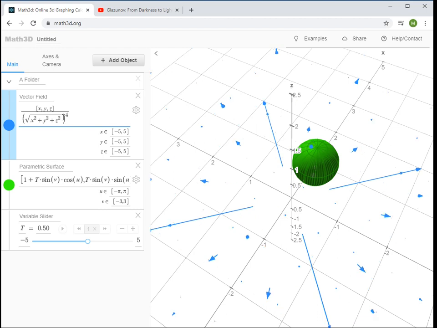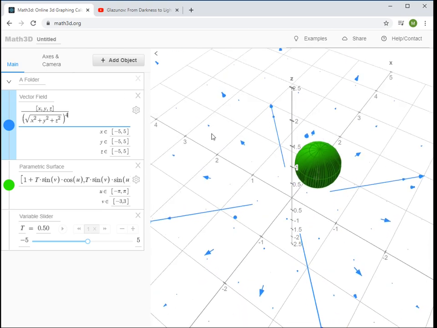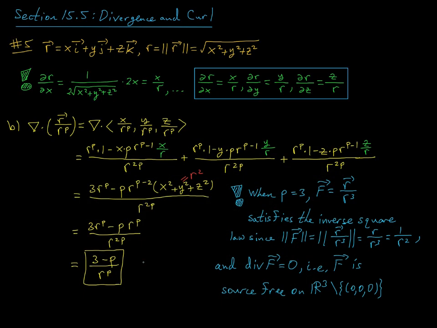Now, when you go up to, say, 4, now things are shrinking at such a fast rate as you move away from the origin that the inward flux takes over and your divergence is actually negative. So that's the physical intuition that we're getting here from this calculation.